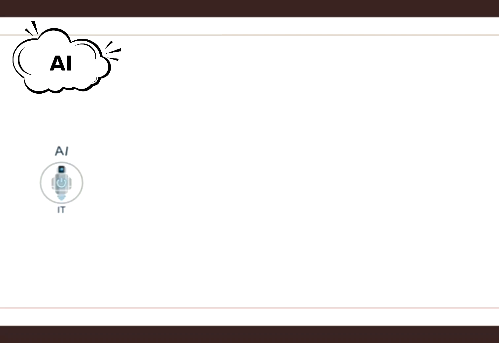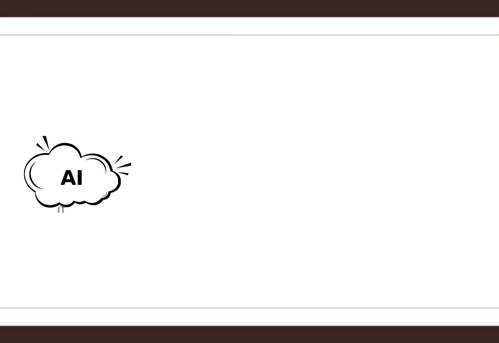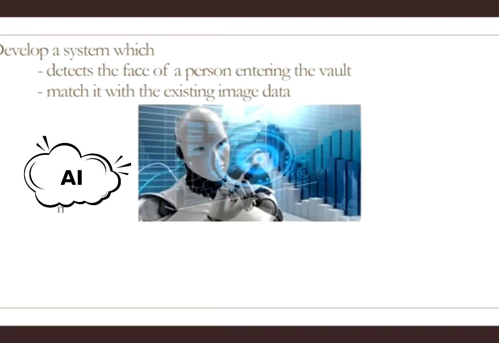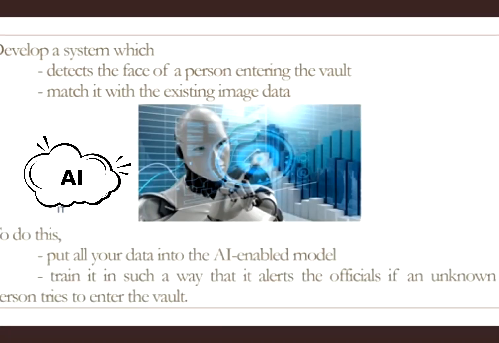Now once the data is explored, we need to develop a system which detects the face of the person who enters the vault, and matches it with the database that we already have. To do this, we need to put all the data into the AI-enabled model and train it in such a way that it alerts the officials if an unknown person tries to enter the vault.